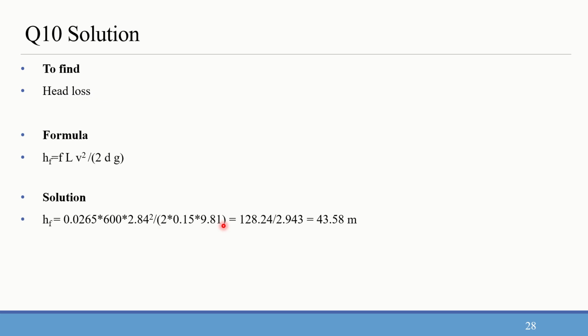So 0.0265 into 600 into 2.84, calculating that, we get 128.24 divided by 2 into 0.15 into 9.81, that is 2.943. So 128.24 divided by 2.943 gives us 43.58 meters. So that is the answer. Head loss is given as 43.58 meters.